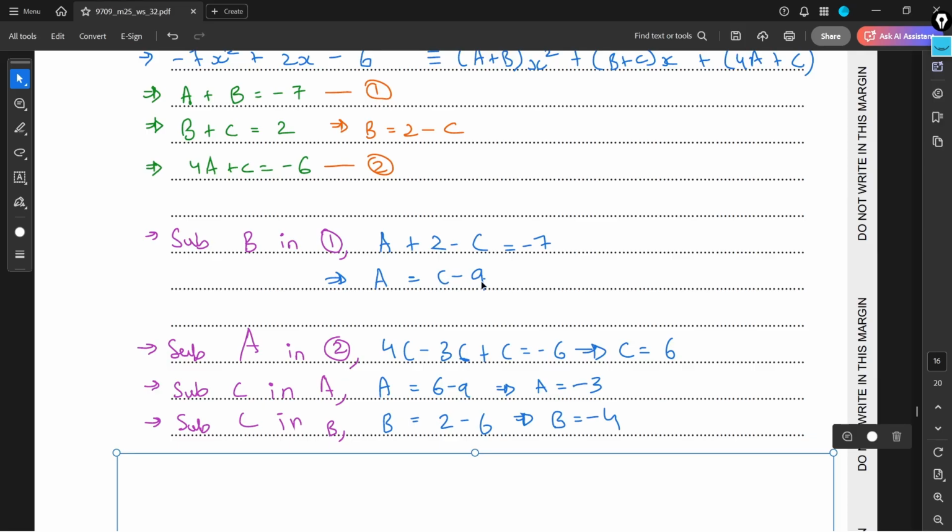So 6 minus 9 is minus 3. That is how I get a equals negative 3. Similarly, I also have an equation for b. So I'm going to substitute the value of c, 6, in this equation. So 2 minus 6, as you can see, is going to become minus 4.